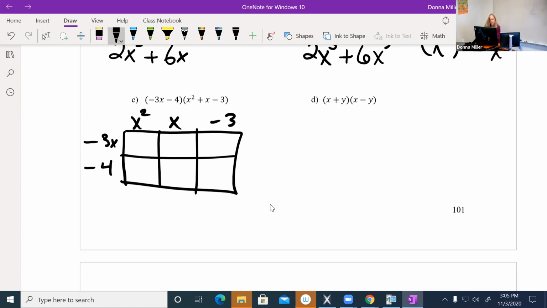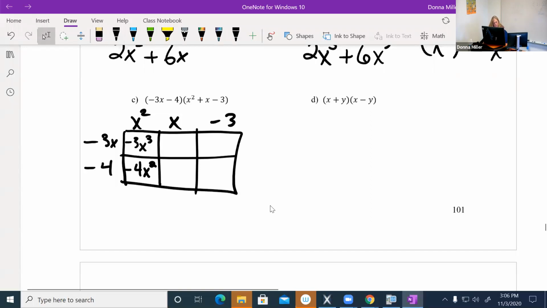So multiply the first guys. So negative 3x cubed. X squared times negative 4 is negative 4x squared. X times negative 3x, negative 3x squared. X times negative 4 is negative 4x. Negative 3 times negative 3x is 9x. If I multiply the last ones, I get 12. Okay? Then I'm going to combine like terms.